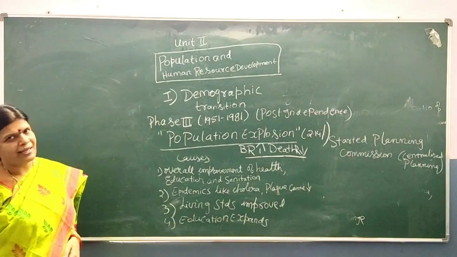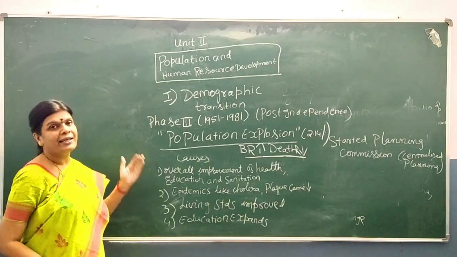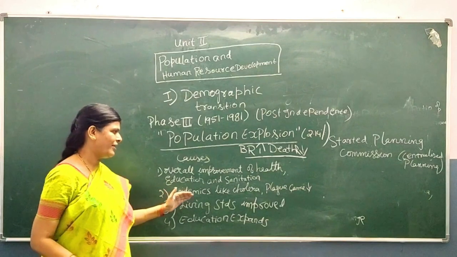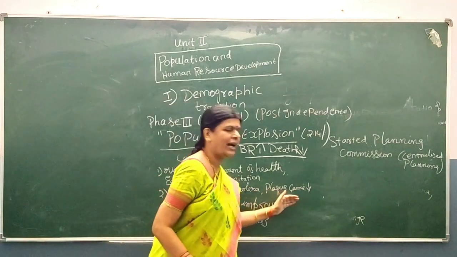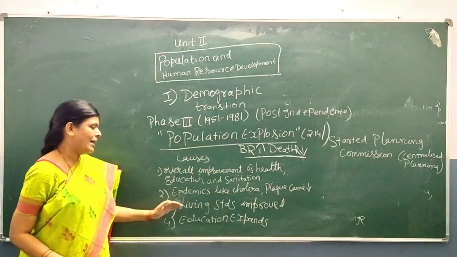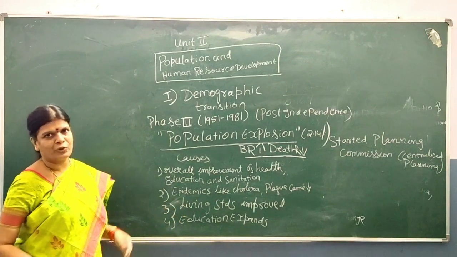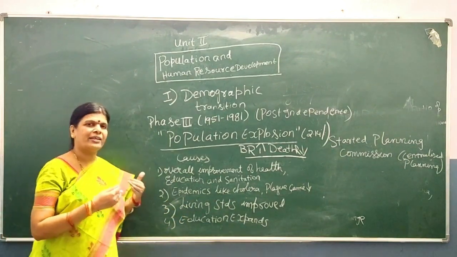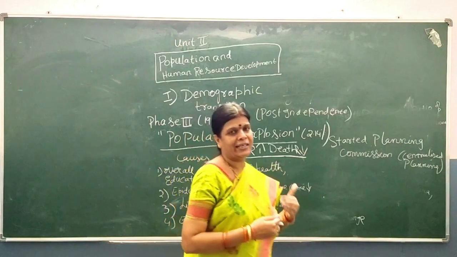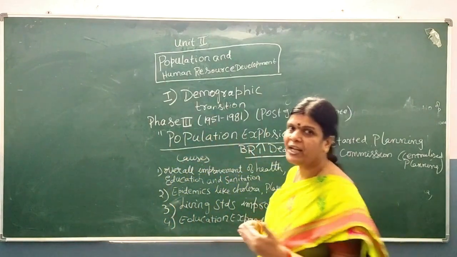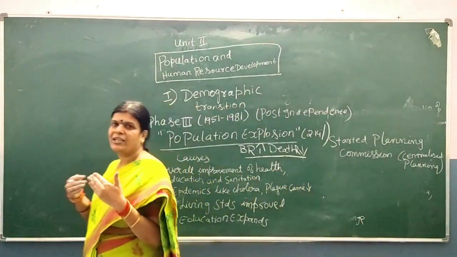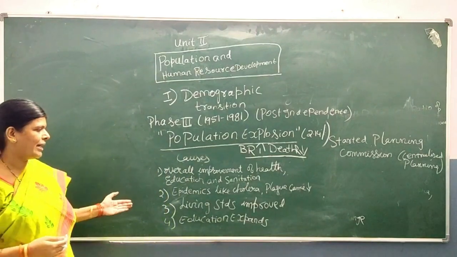There is improvement in health conditions, as I said, in the second phase. Next, epidemics like cholera and plague came down and living standards improved. So slowly, because of the increase in health facilities and somewhat in education facilities, all that, what happened?